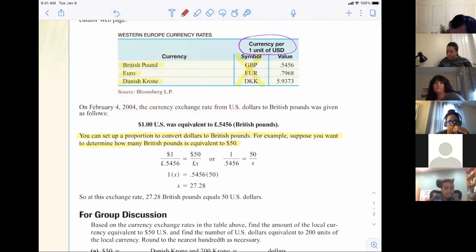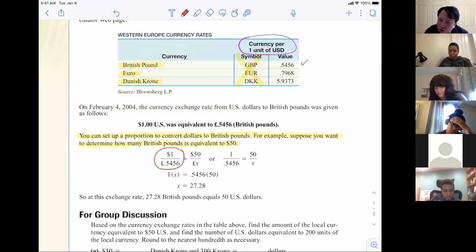The left-hand side, you may find it recognizable: $1 over 0.5456 British pound. Isn't that what you saw in the table to begin with? So the left-hand side of the proportion really is just the conversion rate. For $1, how many British pounds can you get in return?